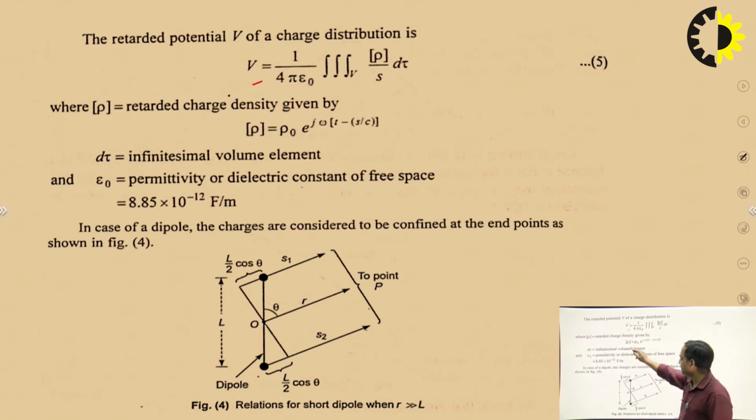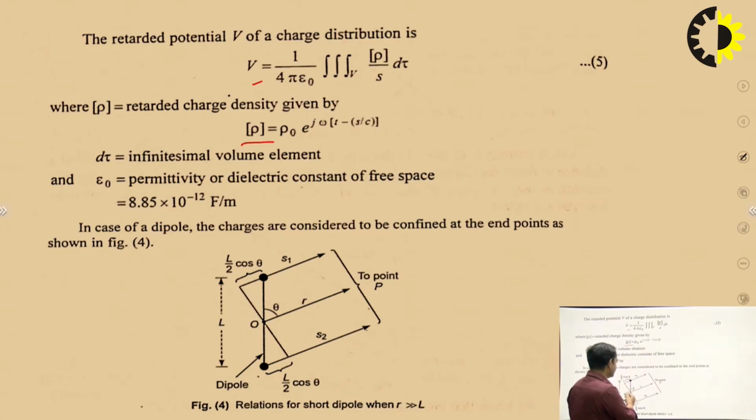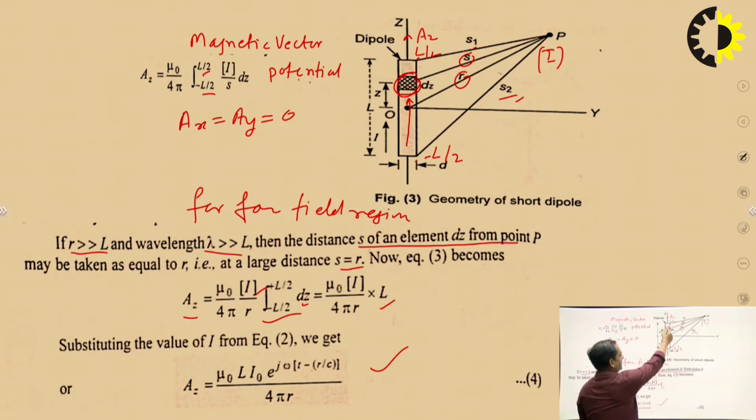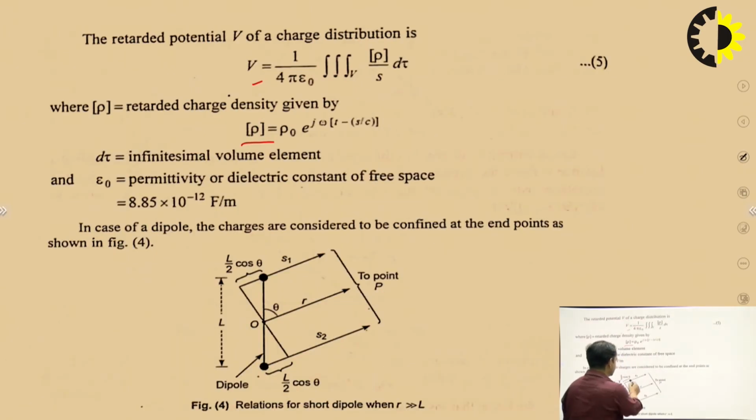So the solution for this one is rho naught e to the power j omega (t minus s upon c), right? This is some modification to the equation and the diagram as well. In the dipole, we are taking this dipole whose length is L, and we are doing some manipulation to the diagram. S1 is this distance, S2 is this distance.